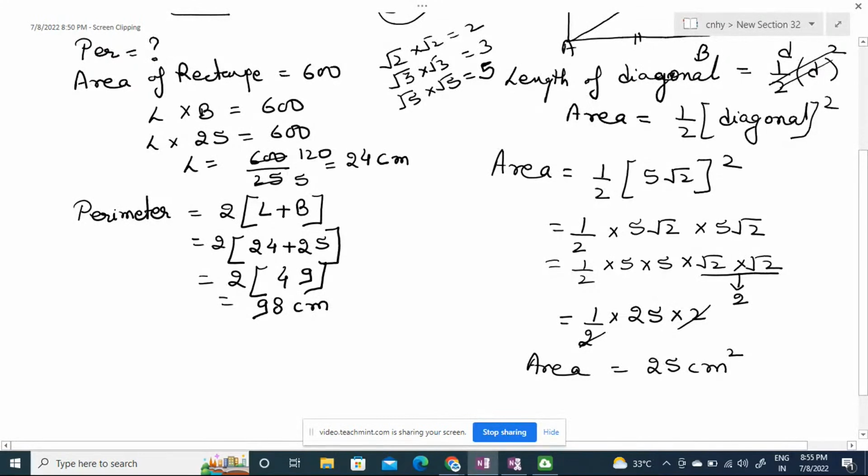And I'll also write, when two square roots are multiplied. Then I'm going to explain the questions of this exercise.